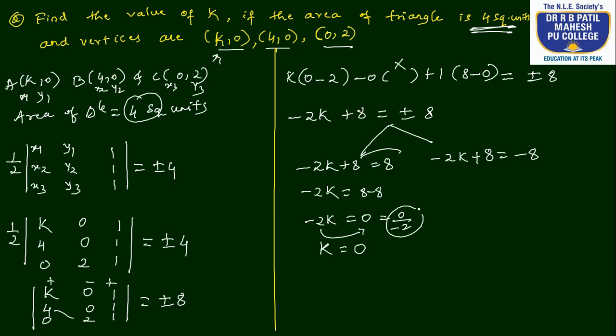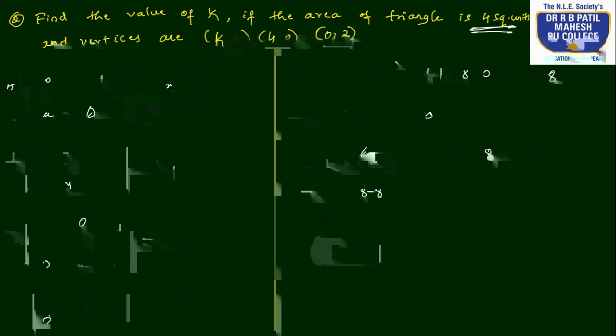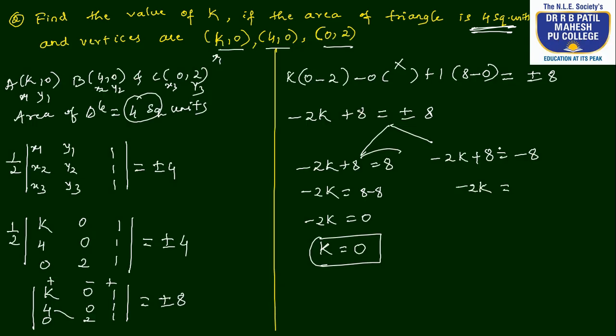Okay, some of the students may write plus 2. If minus 2 goes to the right side, that will become a plus 2. They have a mindset, so change that mindset. 0 by minus 2 will be 0. Okay, next, here minus 2k, if I take 8 to the right hand side, minus 8 and this minus 8, minus 2k is equal to minus 16, cancellation, 2 ones are 2, 8 twos are 16. So finally I get k equal to 8 as the answer.